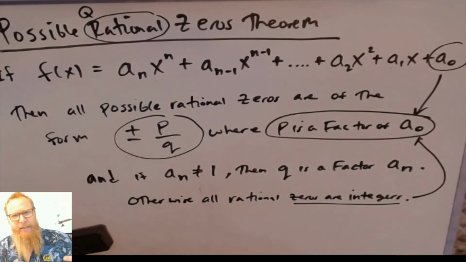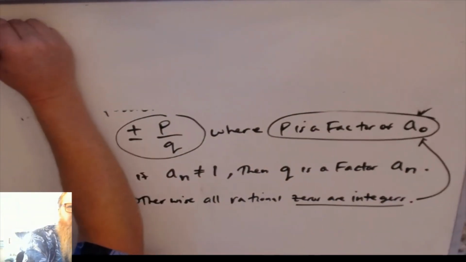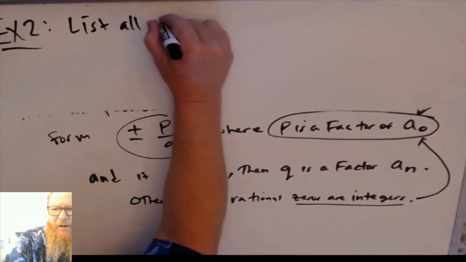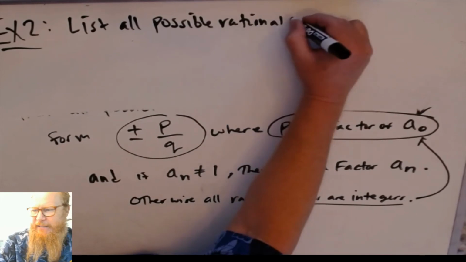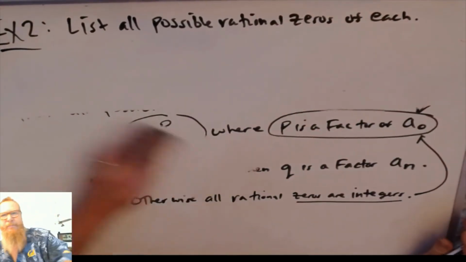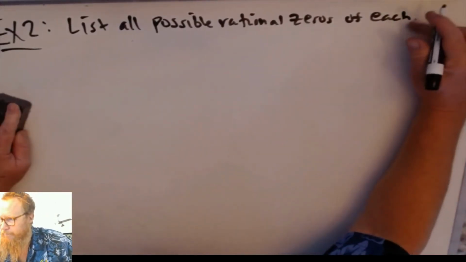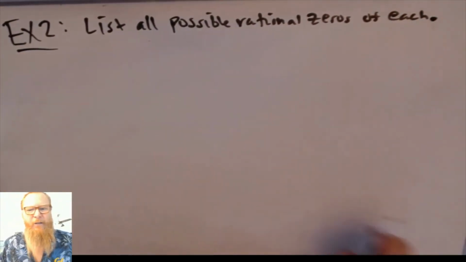let's go ahead and do an example of this. Now, I'm not going to actually solve these ones. I'm just going to list out the possibilities. So example 2. List all possible, also known as candidates, rational zeros of each polynomial. I'm just going to say of each. Obviously, they're polynomials. That's all we're doing in this chapter.